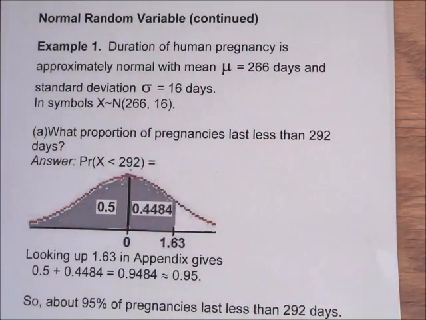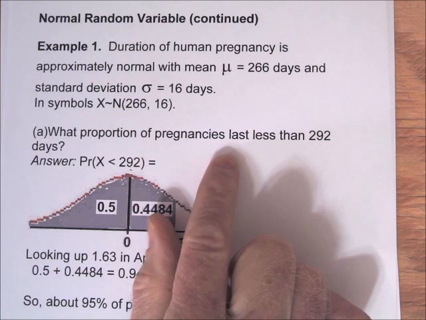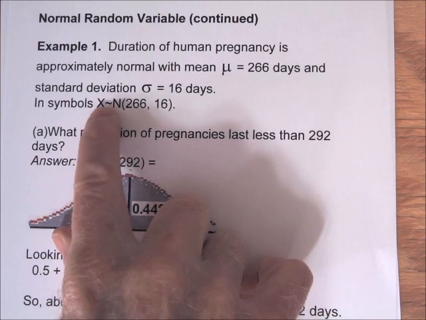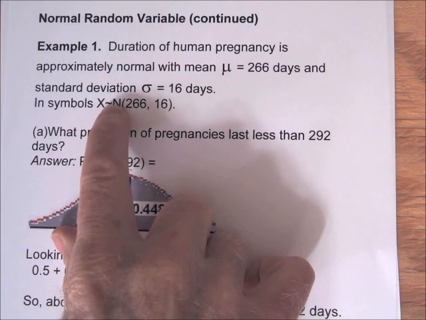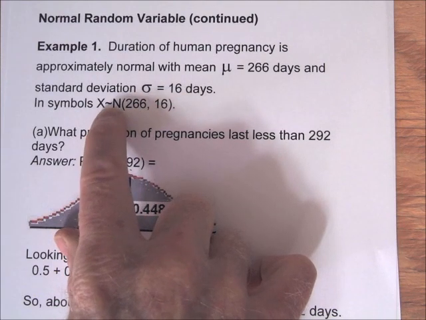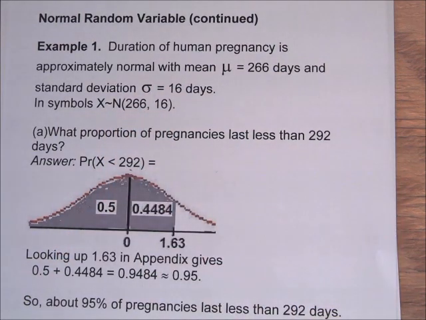Example 1. Duration of human pregnancy is approximately normal with mean mu equal to 266 days and standard deviation sigma equal to 16 days. In symbols, we have a random variable X, and the squiggly sign means is distributed as N, normal, mean 266, standard deviation 16. So N(266, 16). What proportion of pregnancies last less than 292 days? So we want the probability that X is less than 292.